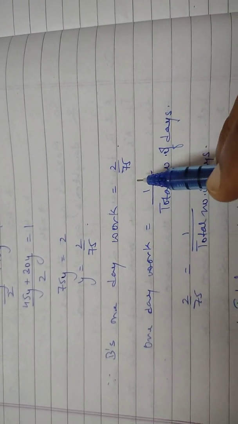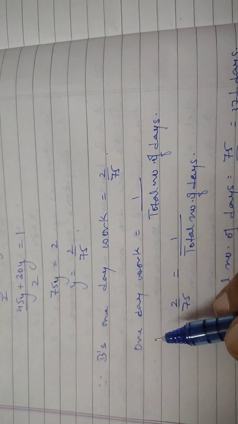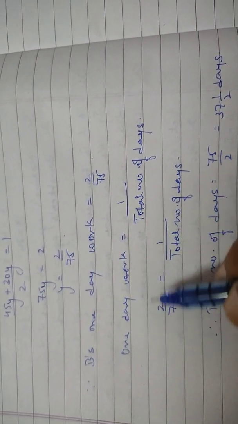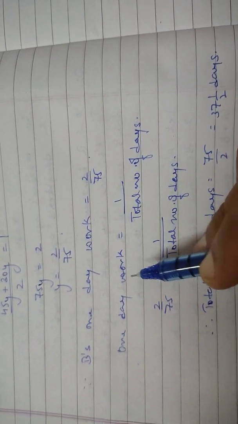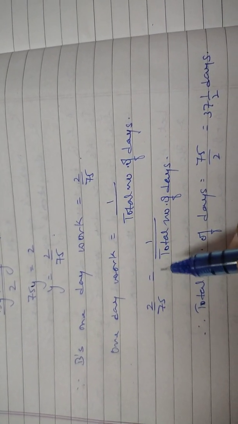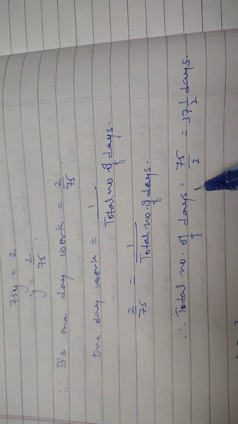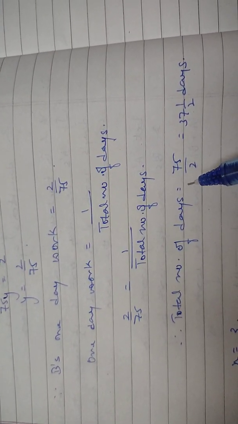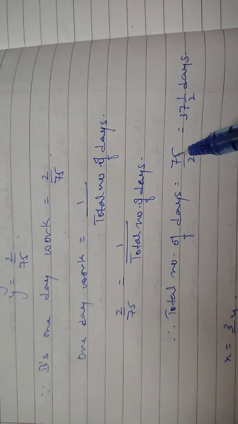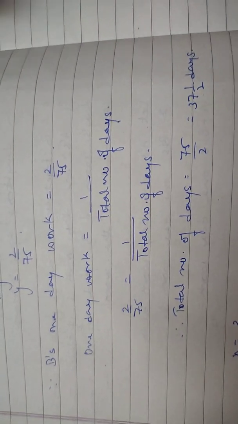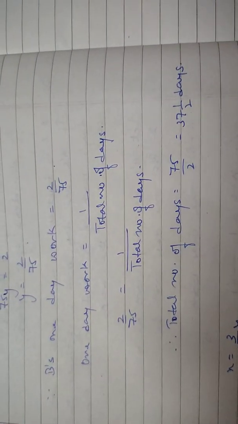Now since this y is actually the B's one day work, and we know B's one day work is 2 by 75, but there's a formula that is one day work is equal to 1 upon total number of days. So that means if we know the one day work of any person, that is like of B, we know 2 upon 75 equal to 1 upon total number of days. So by cross multiplying, you can get the total number of days in which the B will complete the work. So that will be 75 upon 2, and that will be equal to 37 1 by 2 days. That means in this much time B alone can do the piece of work.